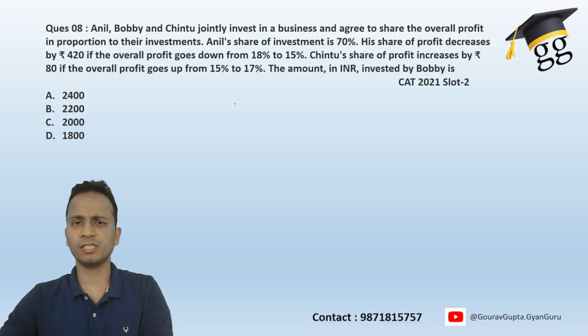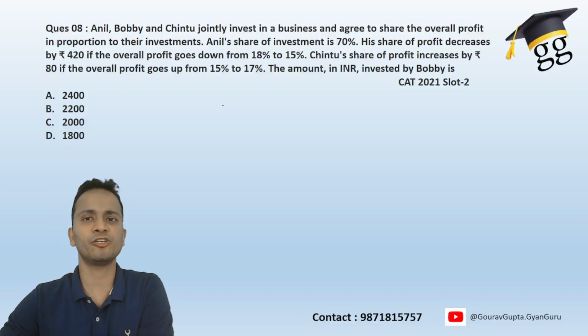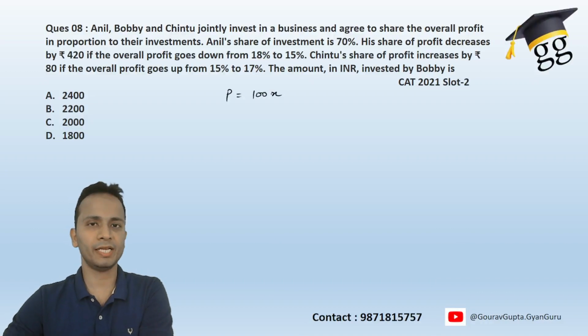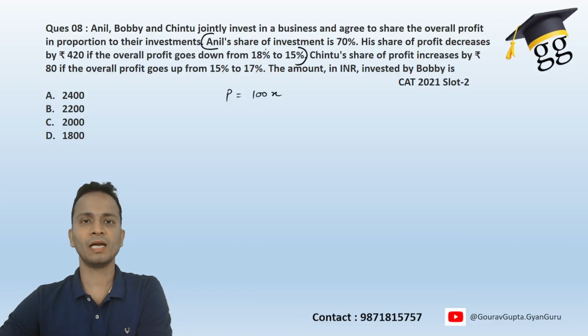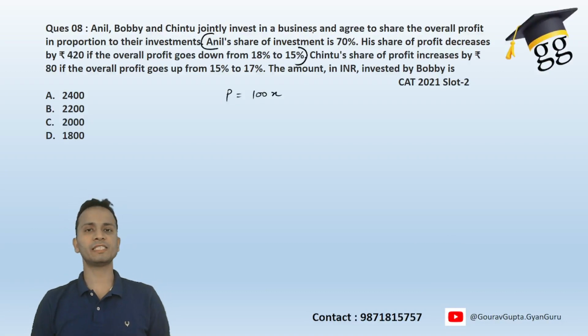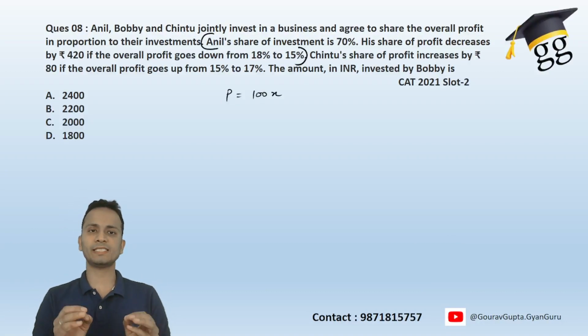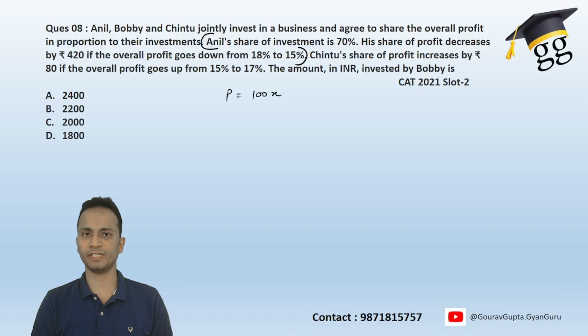Otherwise you can pause this video. First of all, read the entire question. I'm starting by assuming the total profit as 100x. Okay. Now look at the first scenario. Anil's share of investment is 70%, so he should be getting 70% of the profit.